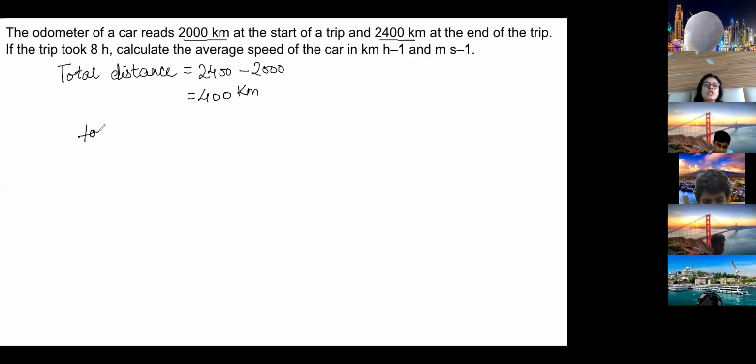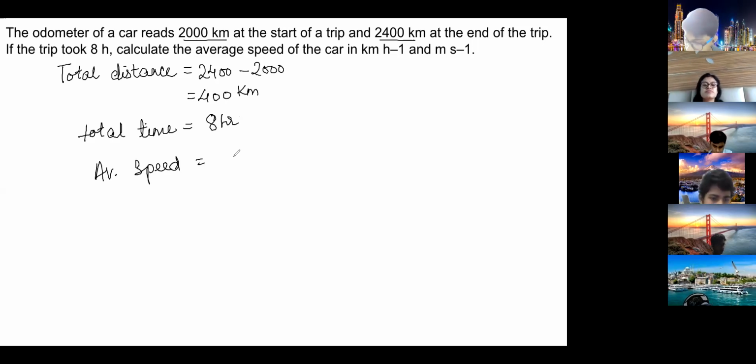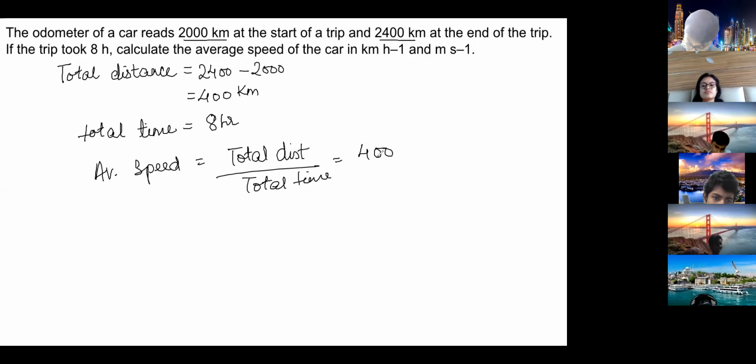Now tell me, what is the total time given in the question? Total time, 8 hours. So what is the average speed in terms of kilometers per hour? 50 kilometers per hour. Now everyone just convert 50 kilometers per hour into meters per second.